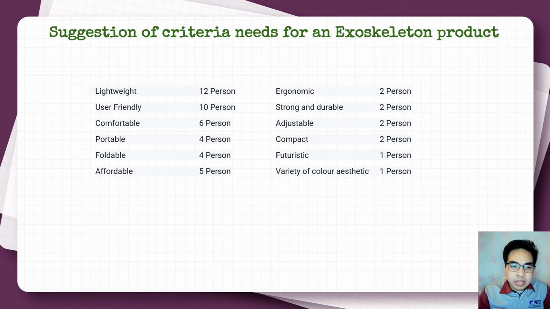Next, these are the suggestion criteria from users for this exoskeleton product. They want the product to be lightweight, user friendly, of course comfortable, portable, affordable, ergonomic, strong, durable, adjustable, compact, futuristic, and a variety of products. From this survey, we conclude that only a few want futuristic in terms of aesthetic for the product. Most of them want it to be practically lightweight, user friendly, comfortable, and portable.